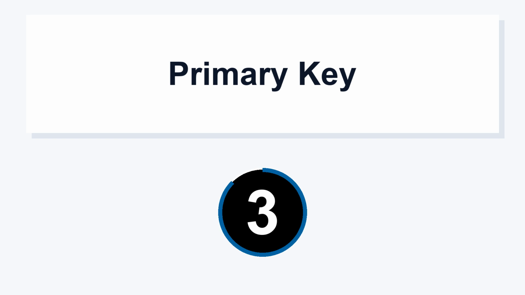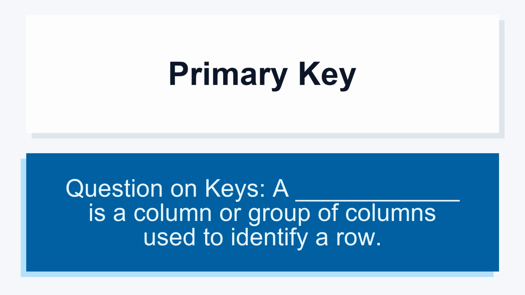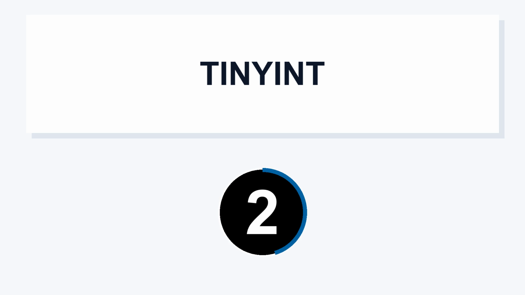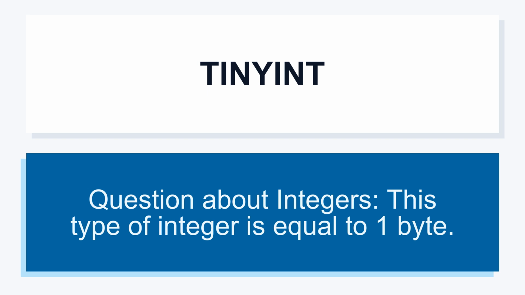Primary key. Question on keys. A ___ is a column or group of columns used to identify a row. Tinyint. Question about integers. This type of integer is equal to 1 byte. Error code.